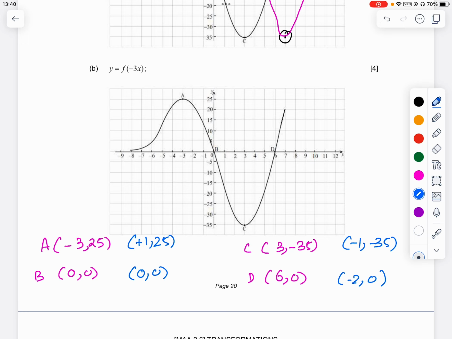Now plot these points: minus 2 comma 0, minus 1 comma 25, then 0 comma 0, and minus 1 comma minus 35. So when I try to draw the graph, it looks in this way.